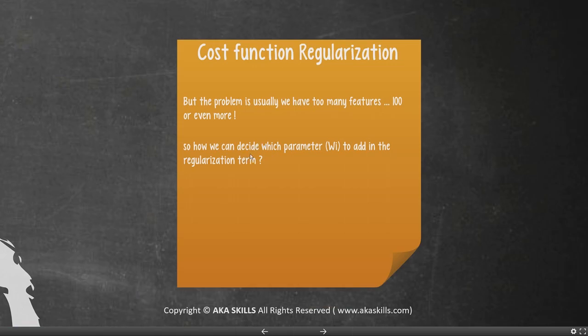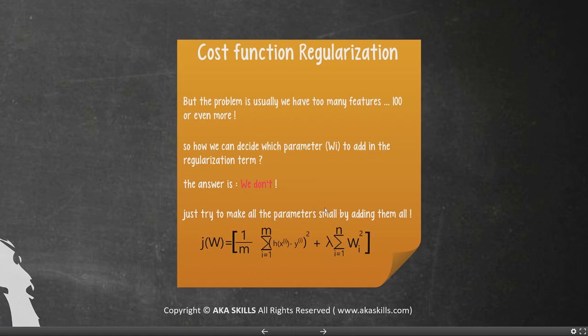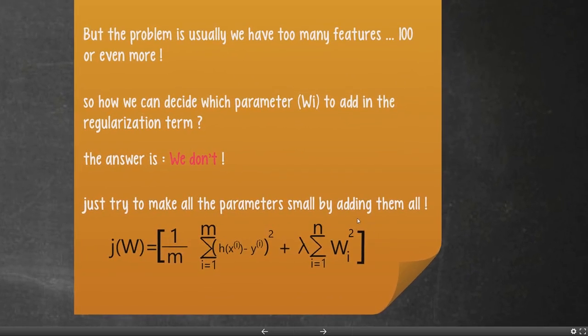So how can we decide which parameter wi to add in the regularization term? Simply, we don't do that. We just try to make all the parameters small by adding them all. That means this is what's called the regularization term here: lambda multiplied by the sum of all the parameters squared. So by doing that, we are making all the parameters close to zero.